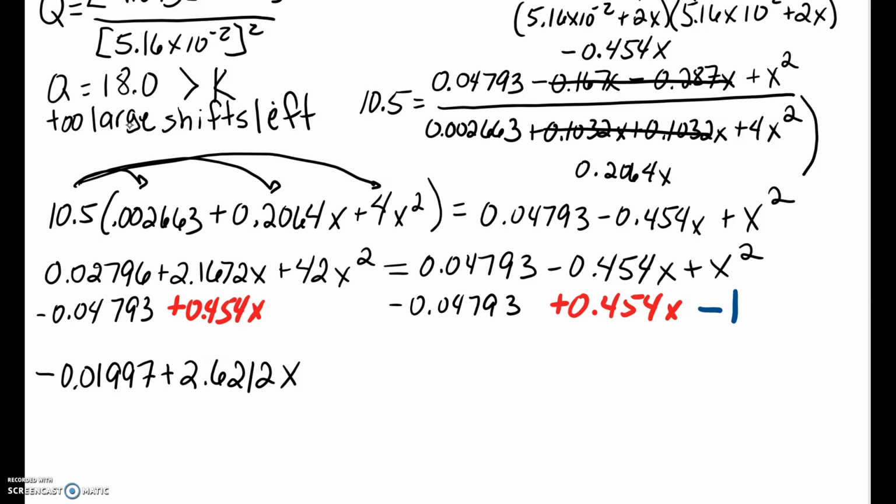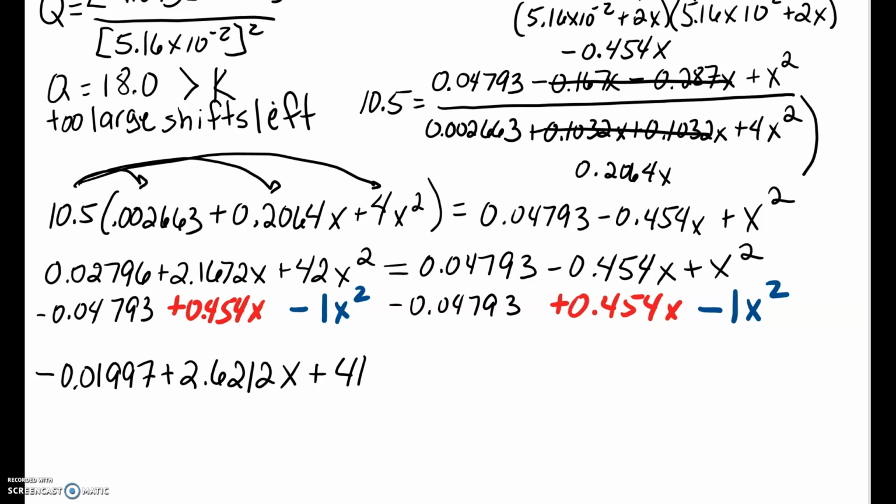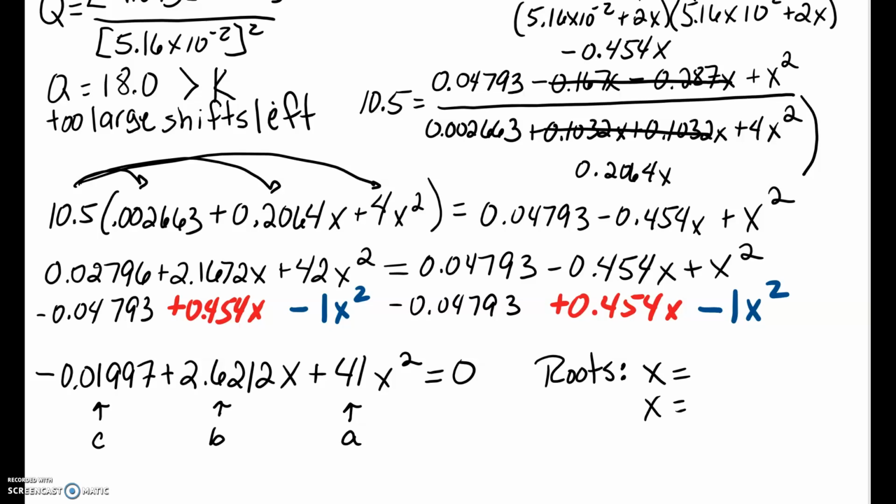So I'm going to subtract 1x squared from 42x squared, and that leaves me with 41x squared. That's equal to 0. My a value is 41, my b value is 2.6212, and my c value is negative 0.01997. If I put this into a quadratic equation solver, or if I solved it by hand, or I used a graphing calculator, I'm going to get two roots.